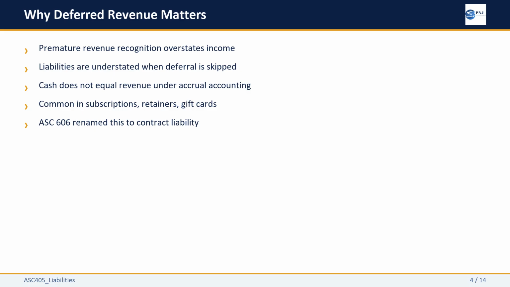The surprising part is how tempting it is to record revenue the moment cash arrives. It feels earned. The customer paid, why wait? Here is the key thing. Under accrual accounting, cash receipt and revenue recognition are two completely separate events. Recognizing revenue on cash receipt for multi-period contracts overstates income and understates liabilities. This is why ASC 606 explicitly created the contract liability category, to make the obligation visible on the balance sheet.